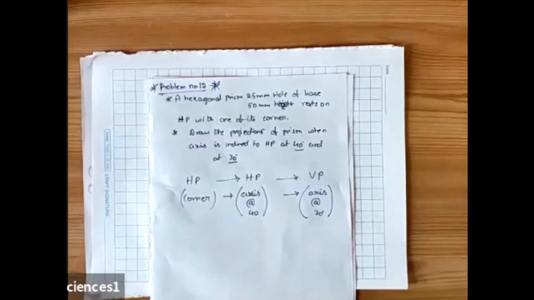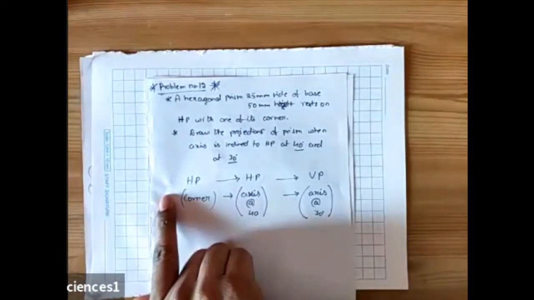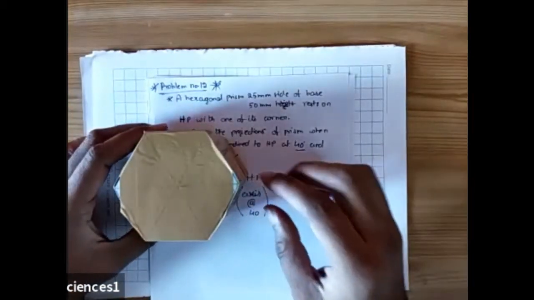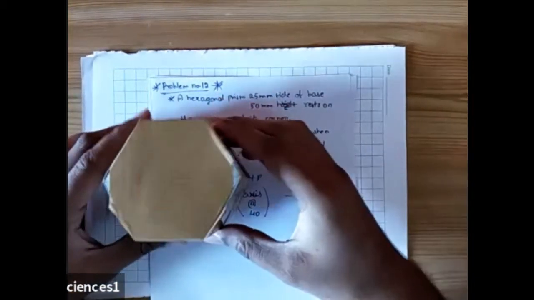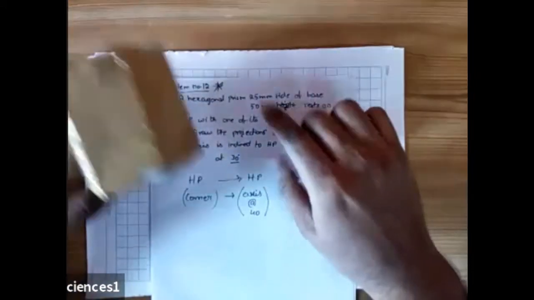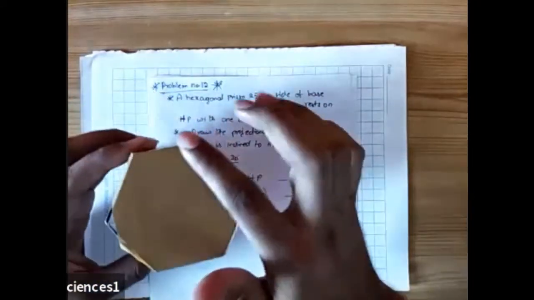This is the third class for your solids, and we'll be solving the problem on the hexagon prism. So this is your hexagon prism, which has a height of 50, which is given in the problem, and the side he has given you is 25, 25, 25.